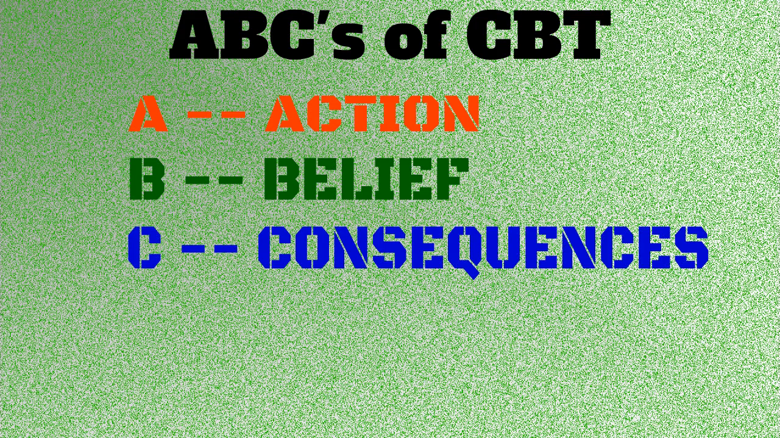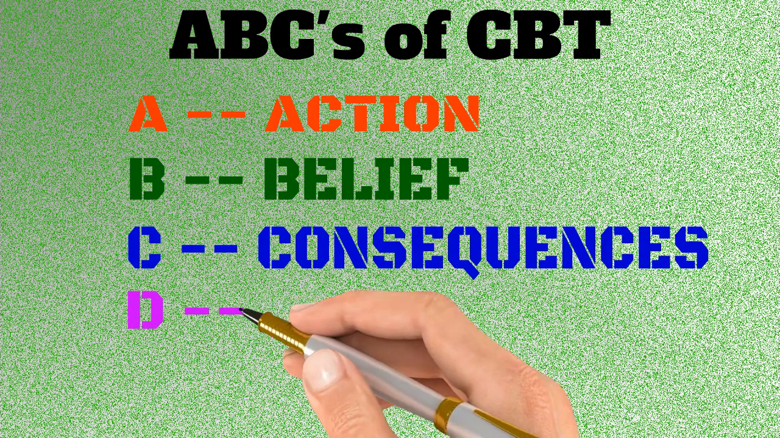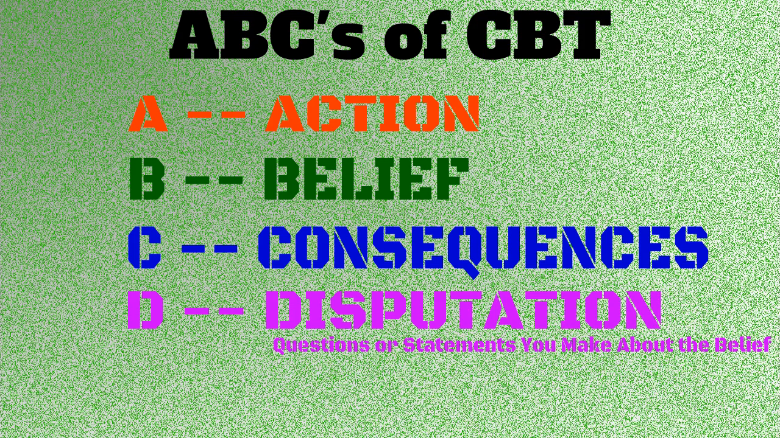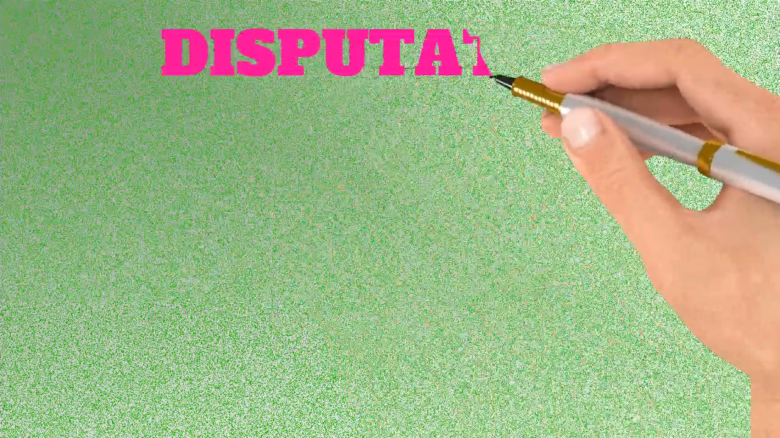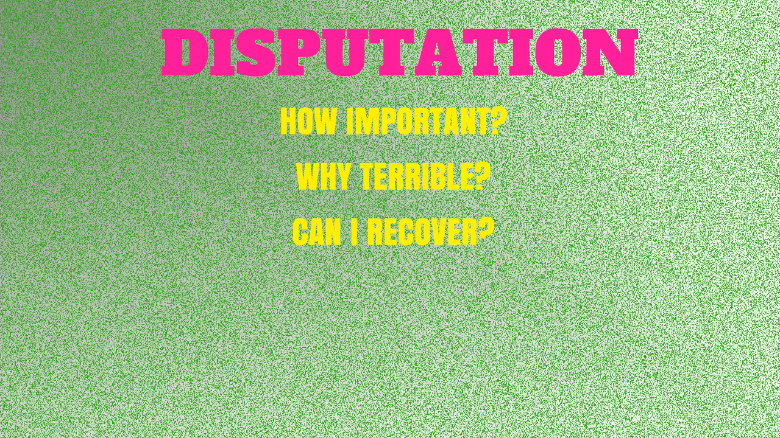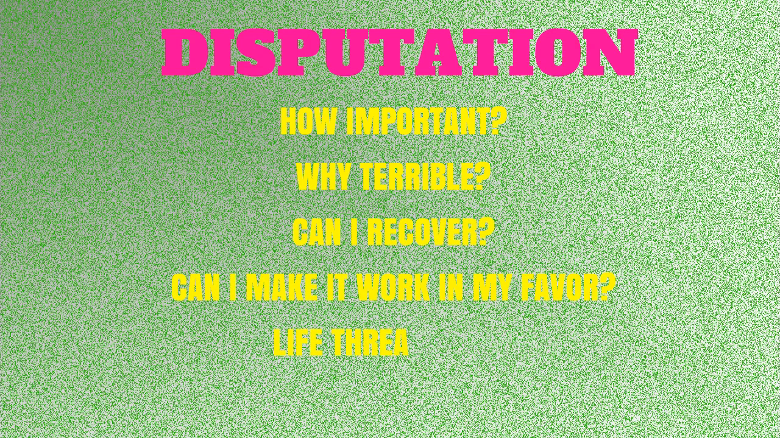One of the ways we change the belief about an event comes at D, or the disputation of the irrational belief. The disputation is where the person asks questions or makes statements that relate to the belief about the event. For example, what makes me believe this event's so important? Why is what just happened terrible? Can I recover from this event? Can I make the event work in some way for me? Is this a life-threatening event to me? What is the evidence that this event will be catastrophic to my life?